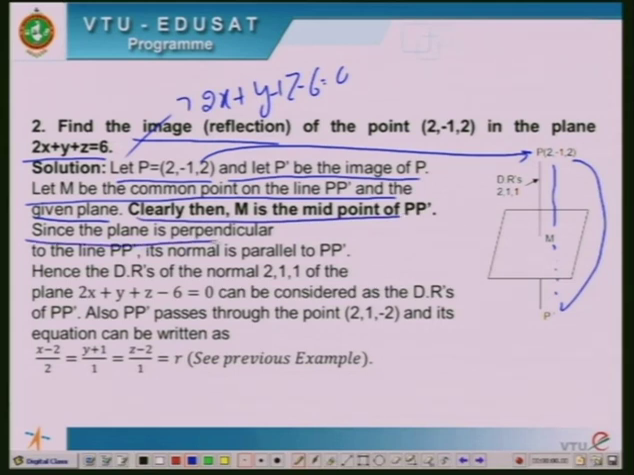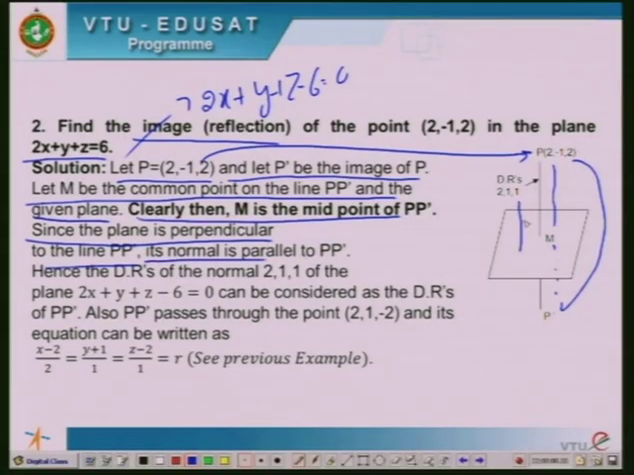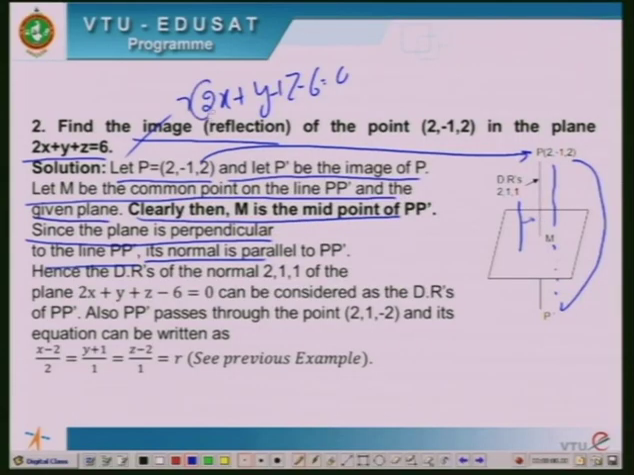Now since the plane is perpendicular to the line PP', you can see here friends, this is the line, the plane is like this, the line is like this. Since the plane is perpendicular to the line, the normal to the plane will be parallel to the line. So the normal drawn to the plane here should be parallel to the line, hence the direction ratios of the normal to the plane, which are the coefficients of x, y, z respectively, which come to 2, 1 and 1, should be immediately transferred to the line also. Hence the normal is parallel to PP', so the DRs of the normal 2, 1, 1 of the plane can be considered as the DRs of PP' also. So they are one and the same.